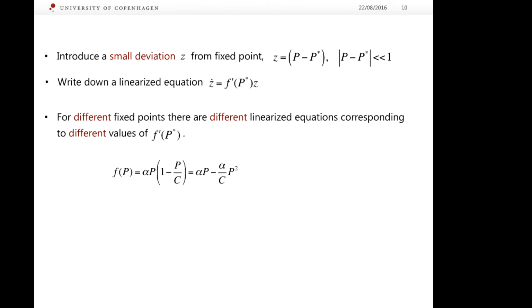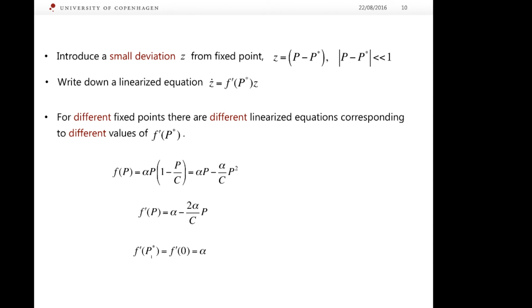When we do this, we obtain a second-order polynomial: alpha p minus alpha over c times p squared. This function is easy to differentiate. Let's differentiate it and obtain a linear function of p, which reads alpha minus 2 alpha over c times p. Let us try to find the value of this derivative at two different fixed points.